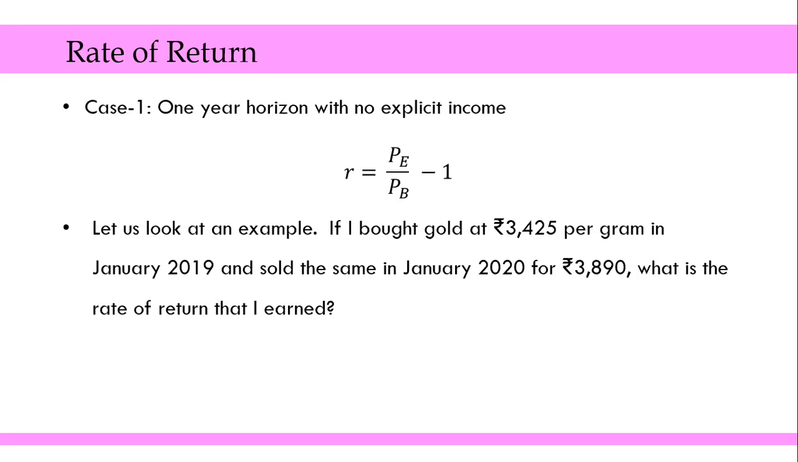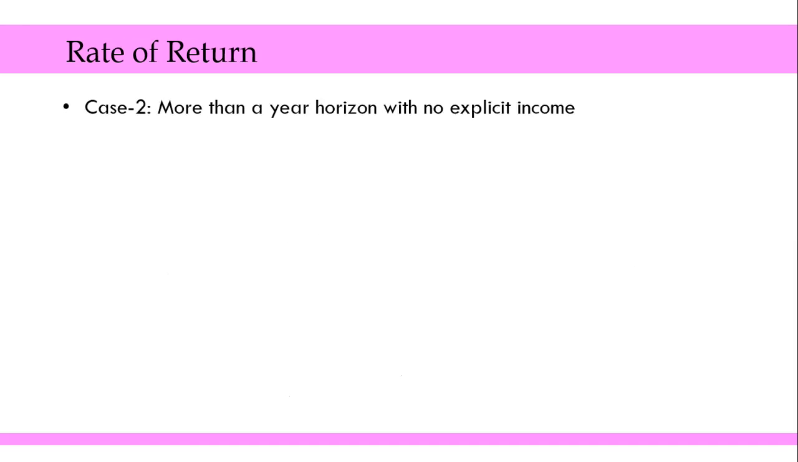So price at the end will be 3,890. Price at the beginning will be 3,424. So if I apply this formula, 3,890 divided by 3,425 minus 1, it becomes 0.1358. Multiply it by 100 to convert it into a percentage, it becomes 13.58% per annum. Let us now look at a second case.